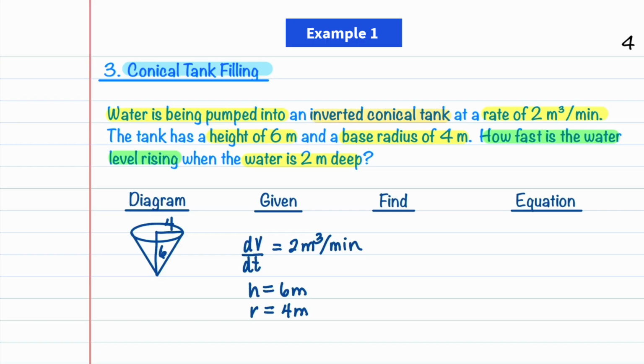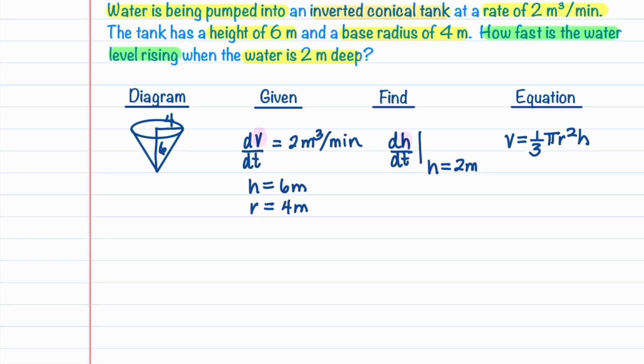Now let's look at what we have to find. We want to find how fast the water level is rising. So when the water is rising, the height of the water is changing. So we want to find dH/dt when we're told the water is 2 meters deep. So that means the height is 2 meters. Now we need to think about an equation. We need to find an equation that is going to relate the volume of our conical tank to our height. That formula is the volume is 1/3 pi r squared h.